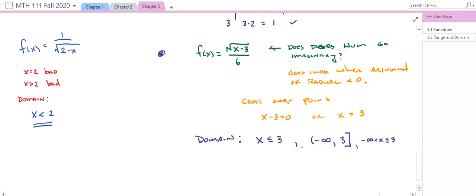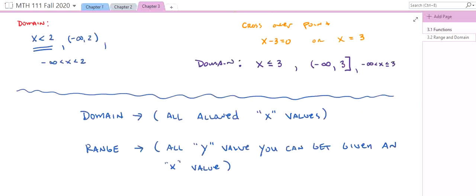We can write it a couple different ways like we did over here. We could go minus infinity to 2, with a round bracket. Or minus infinity is less than x is less than 2. So in summary here, the domain is all allowed x values, and the range is simply all y values you can get given an x value in your function.